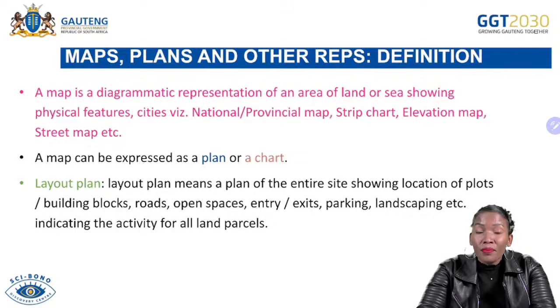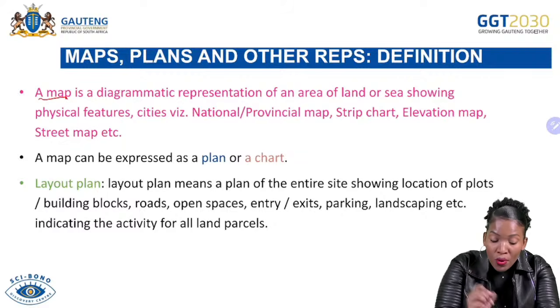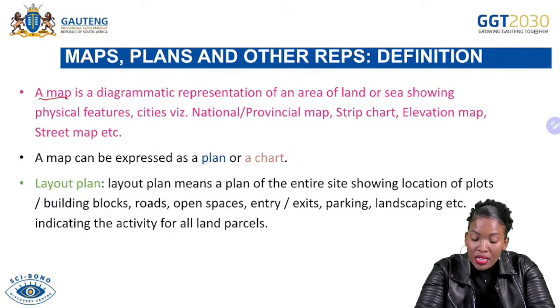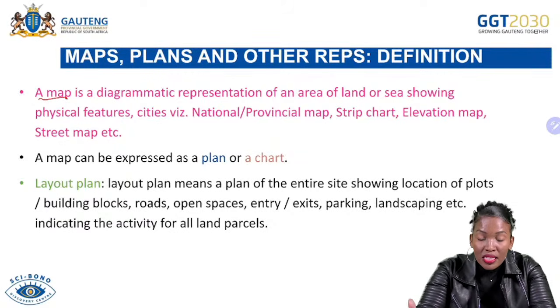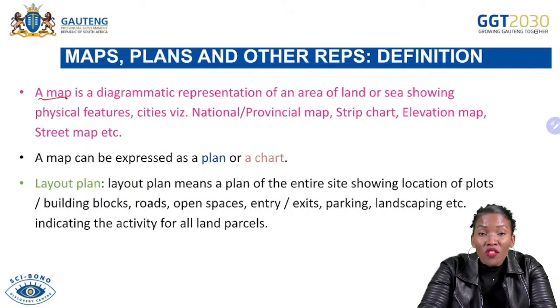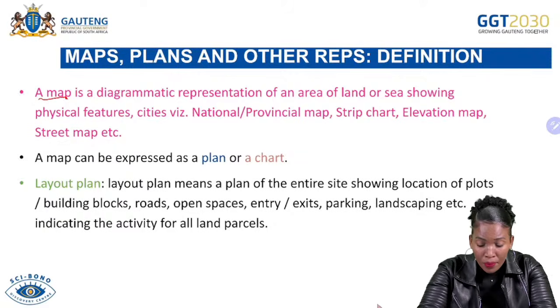Now, and again, a quick recap of the definitions. When we talk about a map, we are talking about a diagrammatic representation of an area of land or sea showing physical features like your cities. And then examples of maps that we are familiar with are your national or provincial map. We've got your strip chart, we've got elevation map, street maps, and all the other types of maps that we have worked with. There are so many of them. I will not mention all of them here.